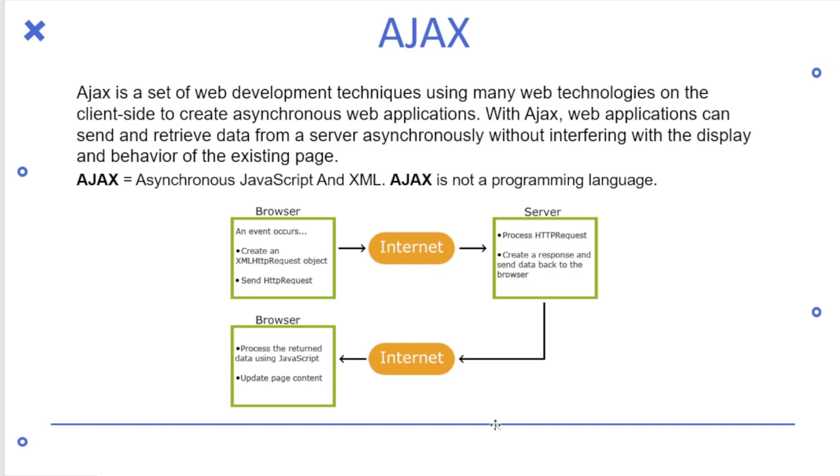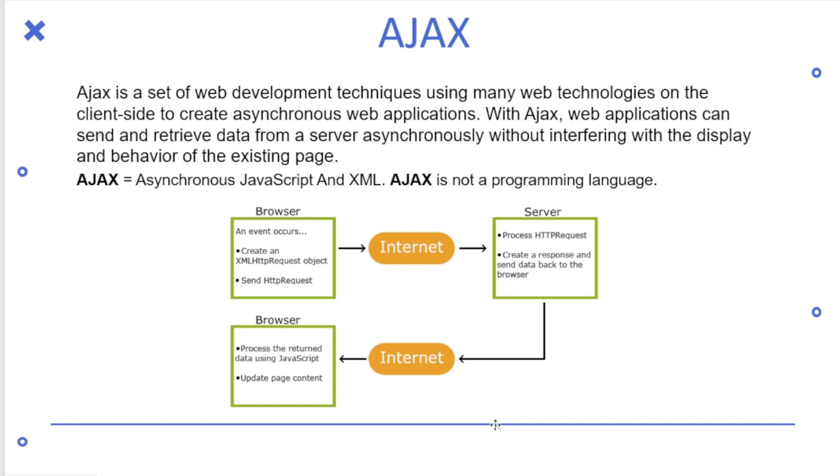Previously we have seen all the things here and how we created everything. Now we are moving to the AJAX part. AJAX is asynchronous JavaScript and XML. It's not a programming language, it's more of a programming technique. AJAX is a set of web development techniques using web technologies on the client side to create asynchronous applications. So why am I using the asynchronous method here? Why am I not using the synchronous method?